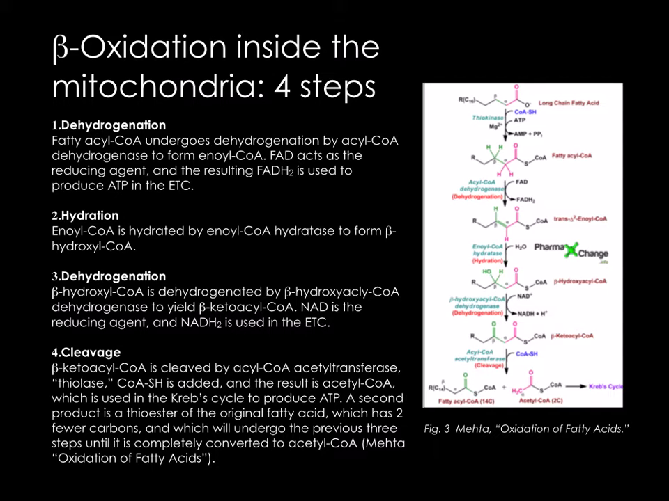Now, the second step in beta oxidation is hydration. Here, our intermediate enoyl-CoA is hydrated by enoyl-CoA hydratase to form beta hydroxyacyl-CoA. Now, beta hydroxyacyl-CoA is then going to be dehydrogenated by beta hydroxyacyl-CoA dehydrogenase to yield beta ketoacyl-CoA. NAD is the reducing agent here, and NADH2 is going to be used in the electron transport chain.